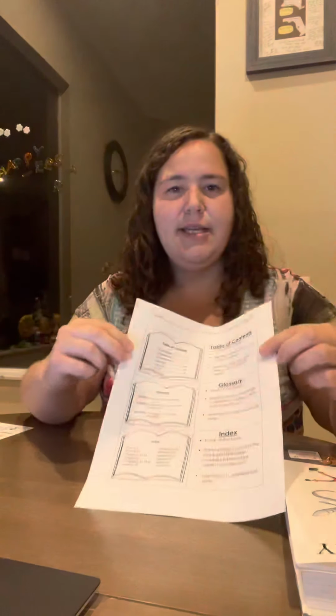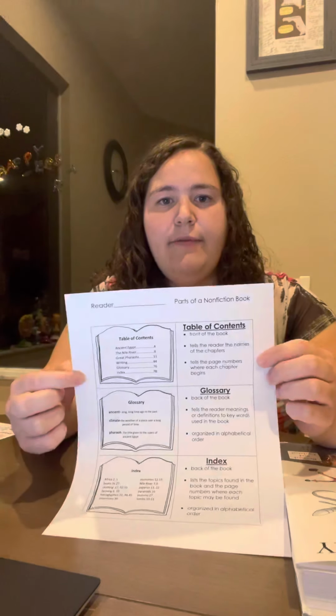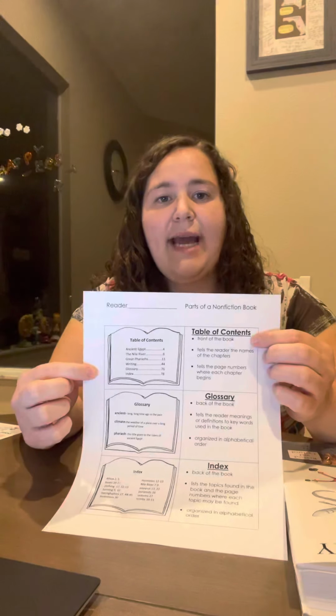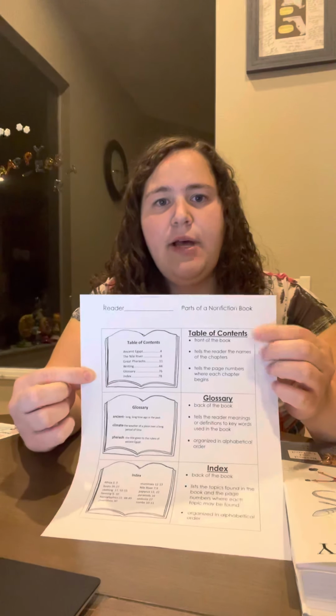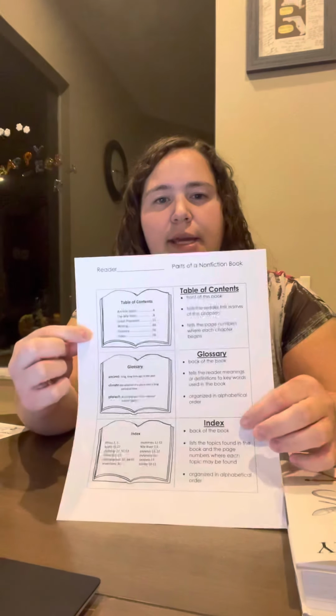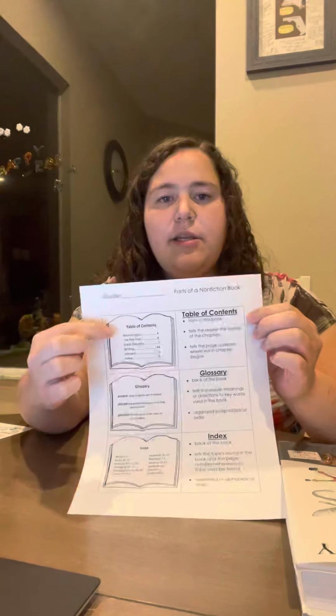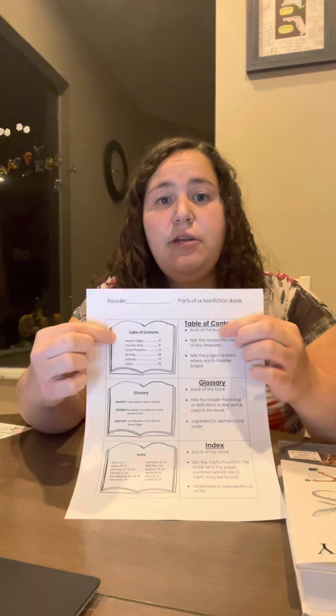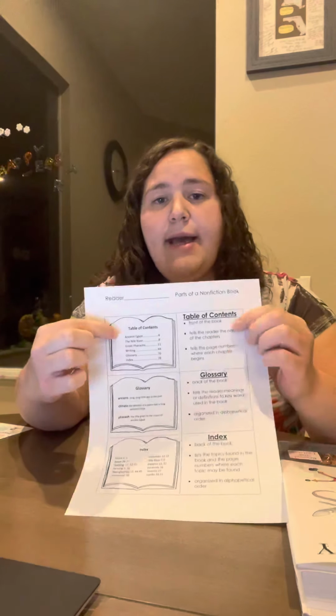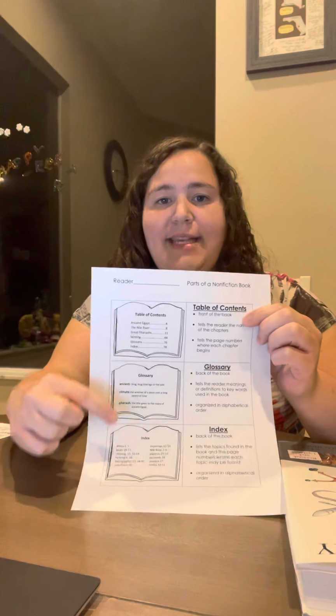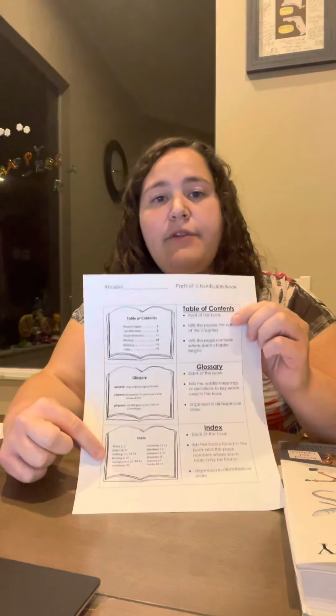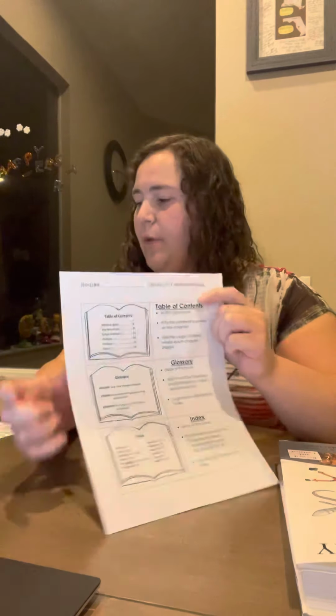And each student is going to be given their own anchor chart for nonfiction, and it's going to look something similar to this. It's going to have the academic language, so table of contents, glossary, index, and then it's going to have a definition of each one, as well as an example of what that looks like.